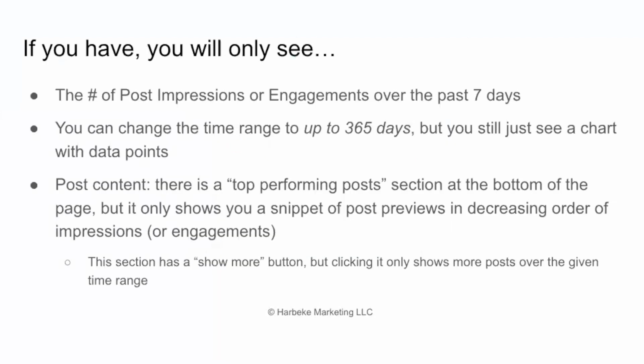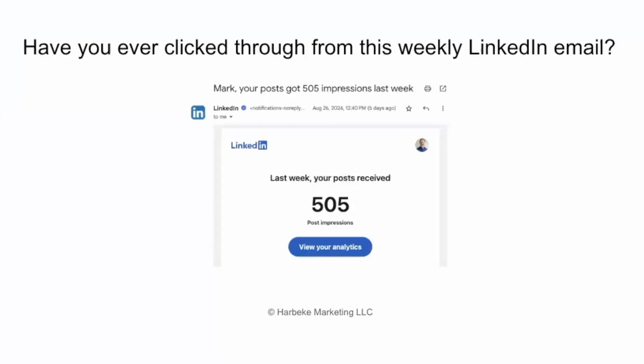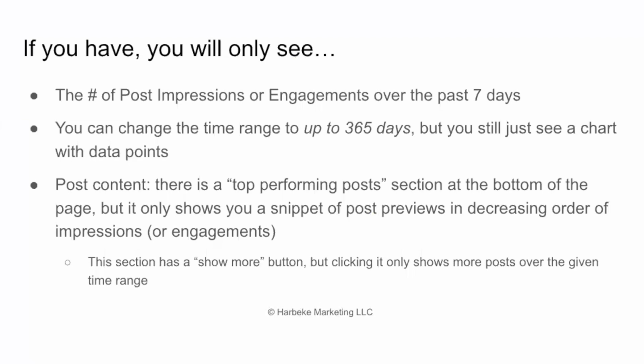So if you have clicked through from that button in the email that says view your analytics, you'll only see the number of post impressions or engagements by default over the past 7 days. You can change the time range to a max of up to 365 days. But even if you do that, you still just see an adjusted chart with data points. On that same page, related to post content, there is a top performing post section at the bottom, but it only shows you a snippet of post previews in decreasing order of impressions, or you can also set it to look at engagements.